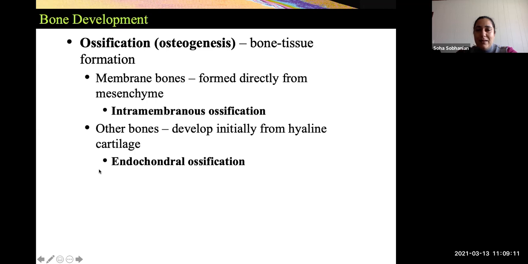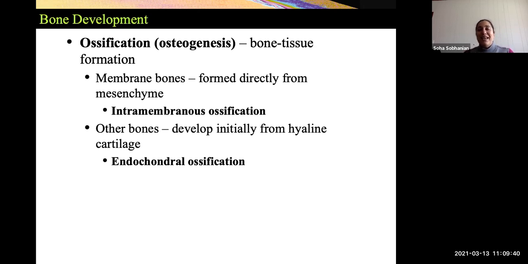Can anybody break down this word? This is my last question for you guys today. Can anybody break this down for me? Endo means inside. Chondro means what? Osteo means bone. Nope, osteo means bone. Chondro means what? Cartilage. Again, that was an exam question for some of you guys.